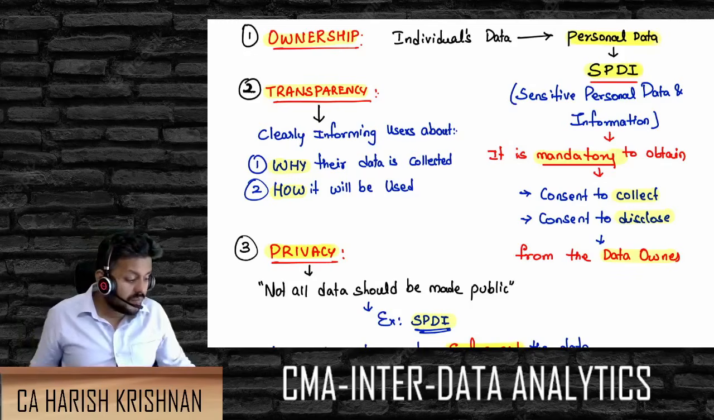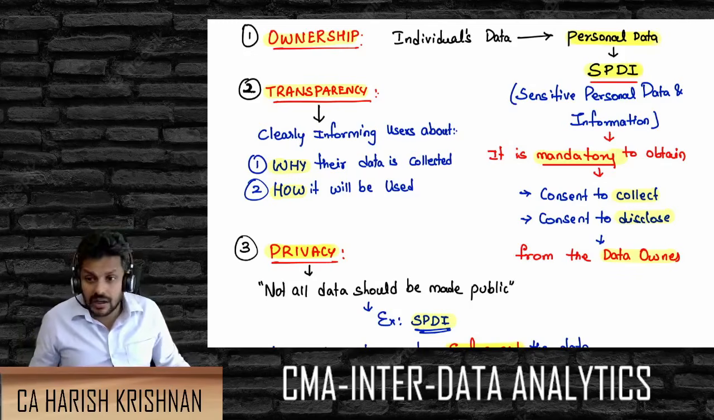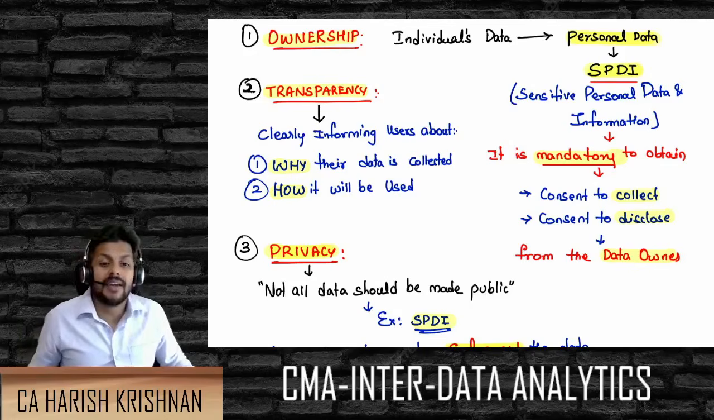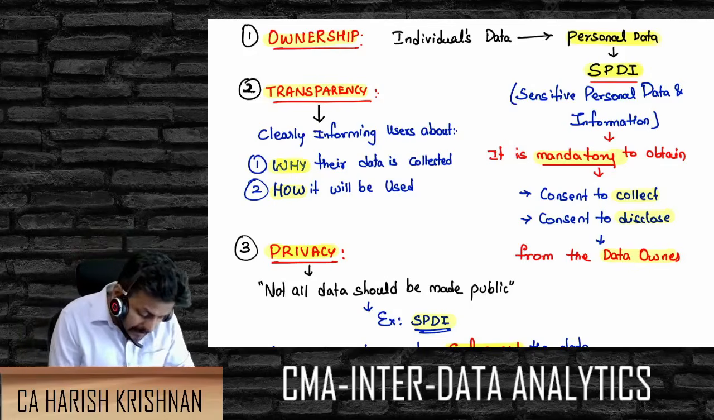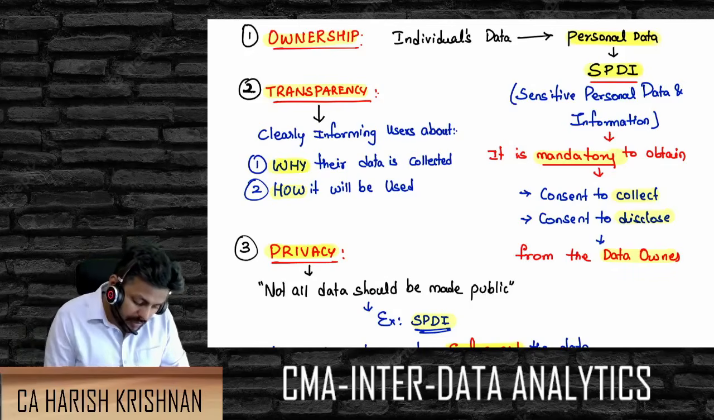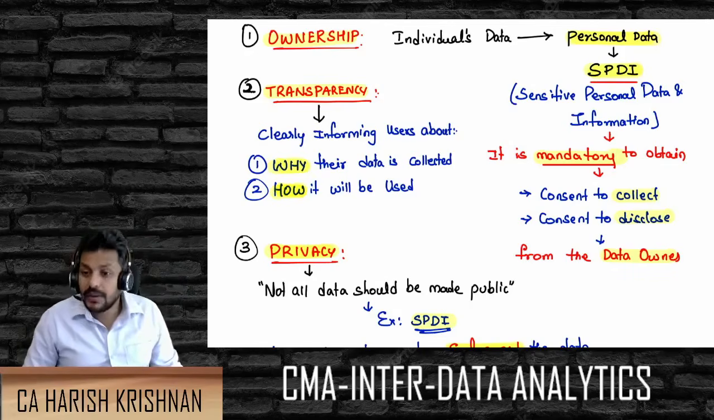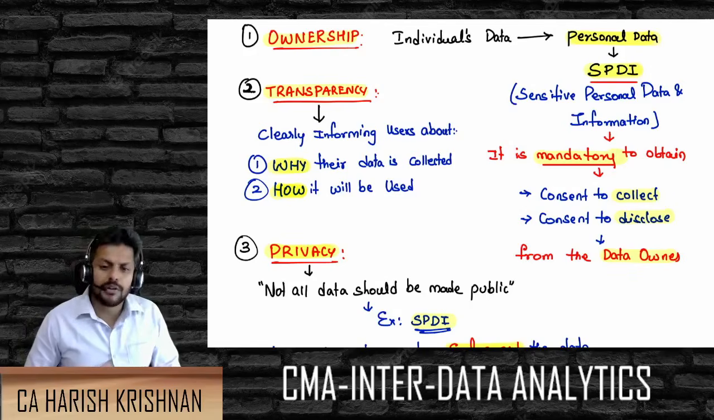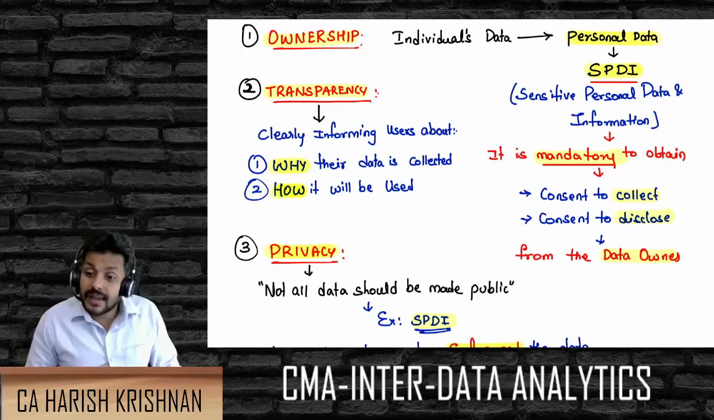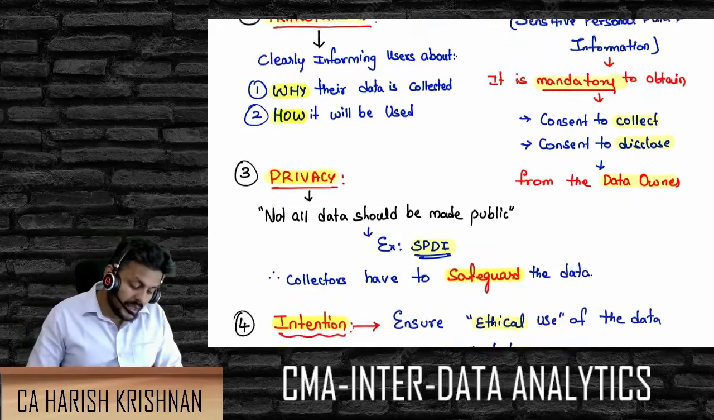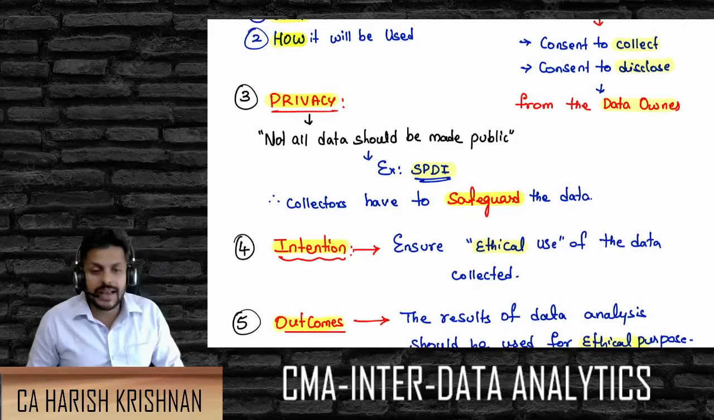When such people collect the data, they have to tell two things: why the data is being collected, and users must also be informed about how that particular data will be used. So two things: ownership and transparency. These are the two ethical principles, followed by how safe the data will be kept. That is called privacy.